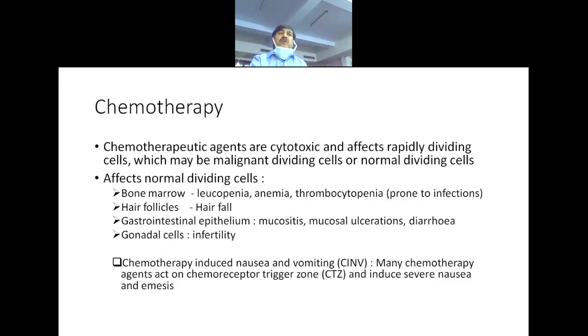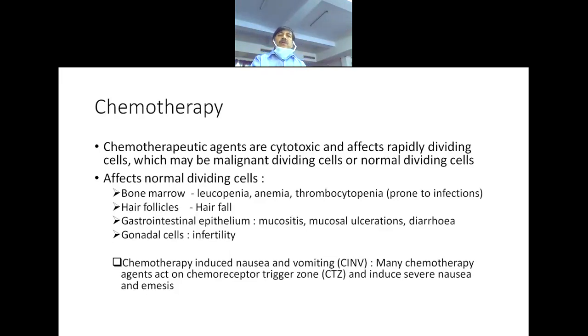Now coming to the chemotherapy. These chemotherapeutic agents are cytotoxic drugs which act on the dividing cells. These dividing cells may be cancer cells which are dividing fast, or they may even be the normal dividing cells of the body. Normal dividing cells in the body are the bone marrow, hair follicles, and gastrointestinal epithelium, which keep on growing again and again, and then the gonadal cells.